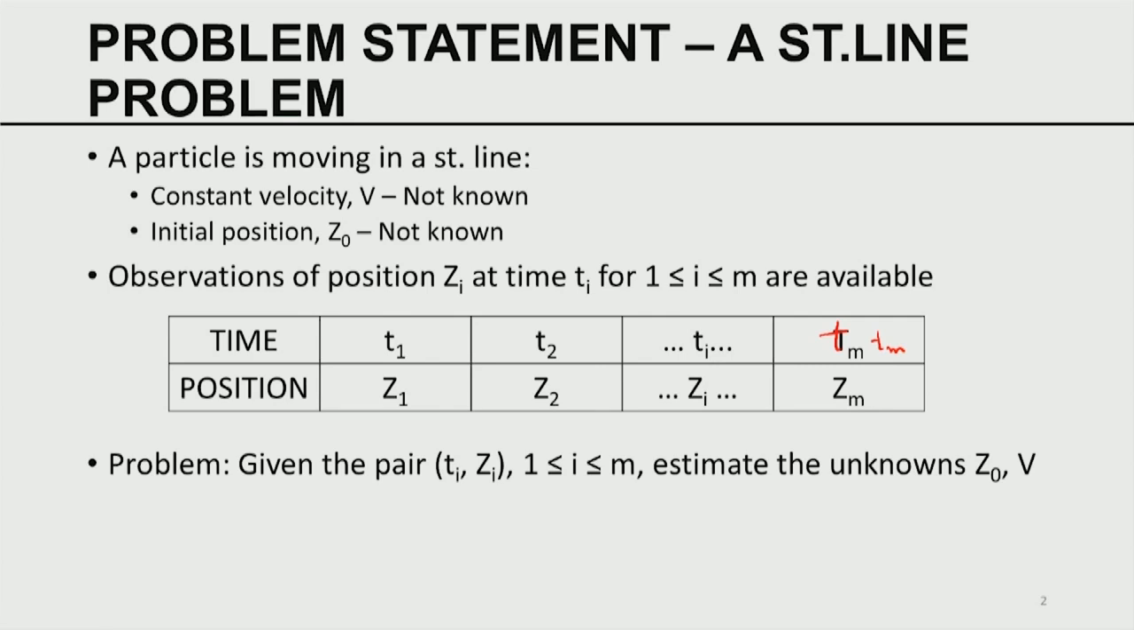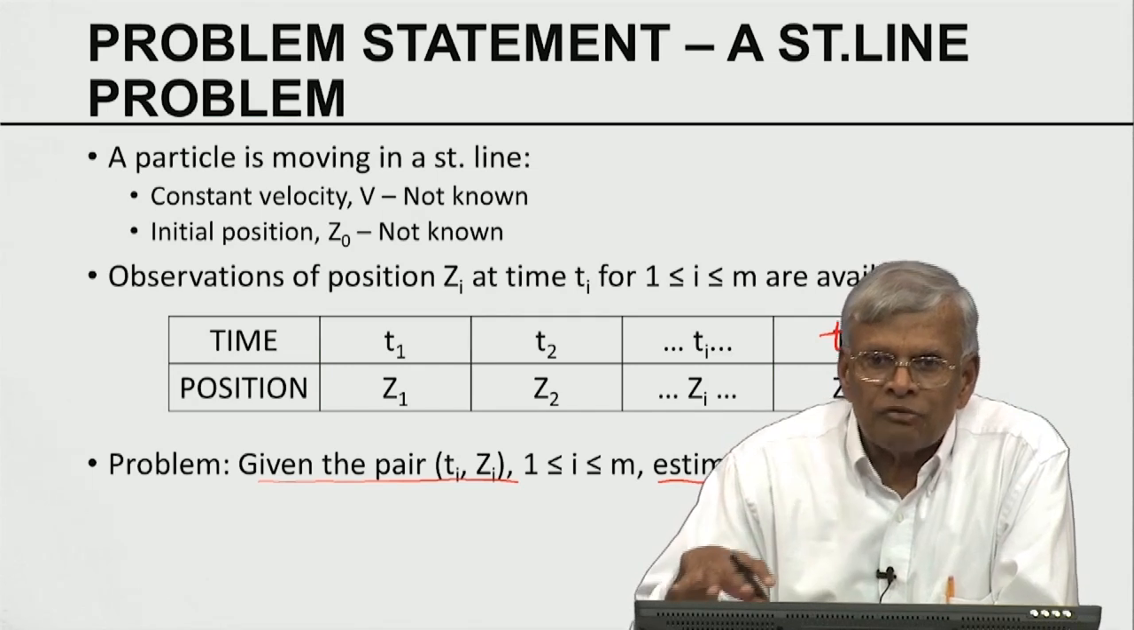So, what is the statement? The statement is the following. We have a set of observations of the time and position, the pair ti zi for i equal to 1 to m. In other words, we have m pairs of time versus position. The zi is the position at which the particle appears at time ti. So, knowing ti zi for i running from 1 to m, our aim is to estimate the unknown z naught and v. So, this is the data, that is what we need to find.